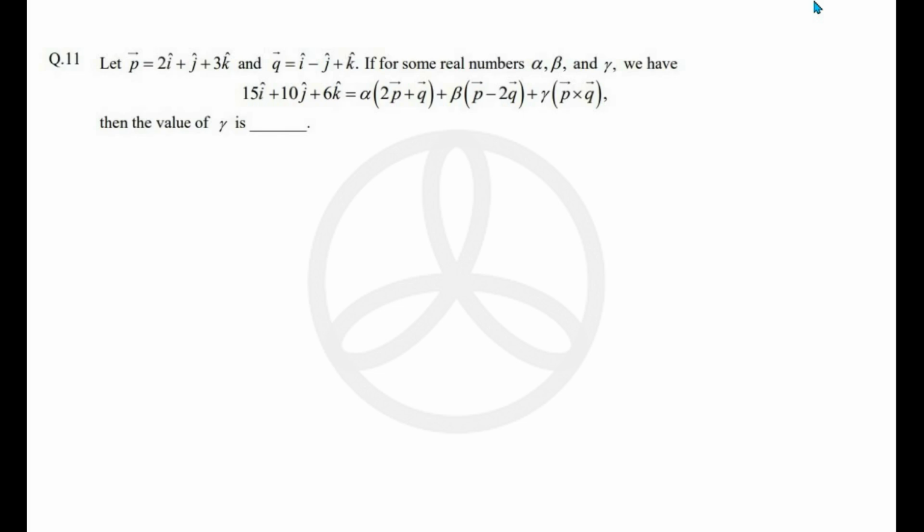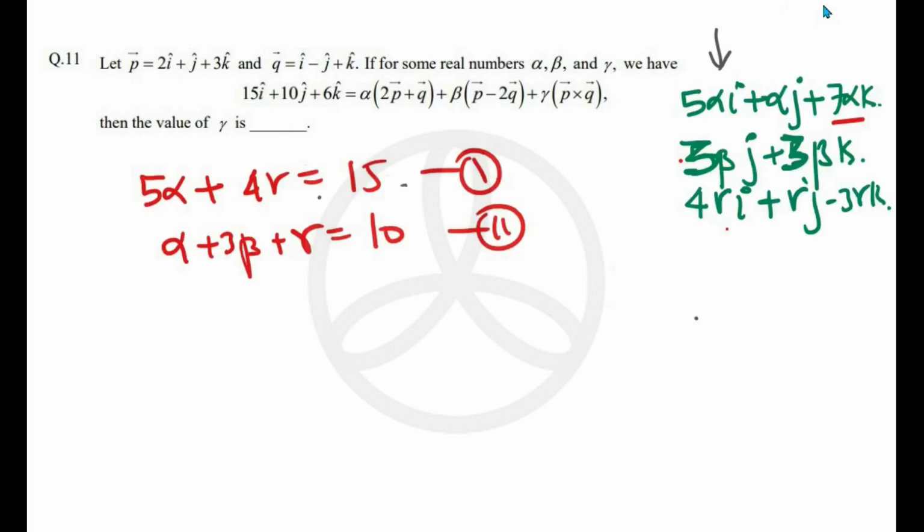We have come to question number 11 now, and this is actually not very difficult. You have to just segregate.